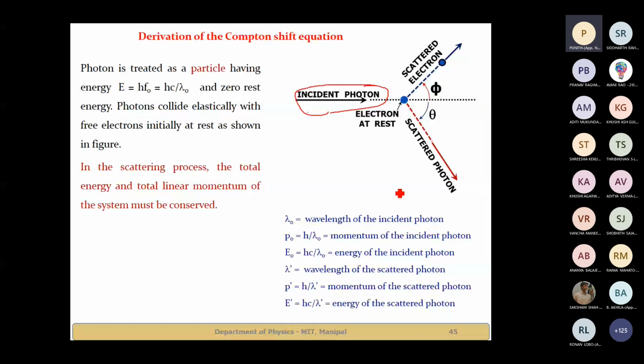The Compton effect can be explained only if you treat the photon and the electron both as particles. You will not be able to explain this effect using the wave nature. So here you treat the photon as a particle having an energy E equal to hf, or hc by lambda naught, and it has zero rest energy.